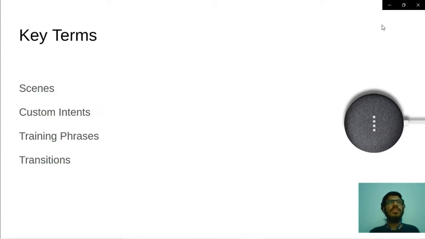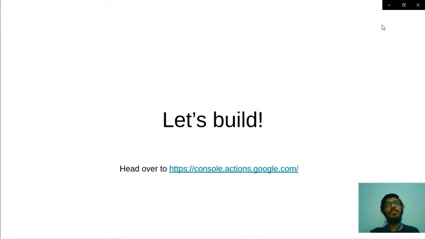So these are the only terms which you will encounter while developing for actions on Google. For Google Assistant, these are mostly all the terms. Once you are clear with these terms, let's move forward. So let's actually start building.